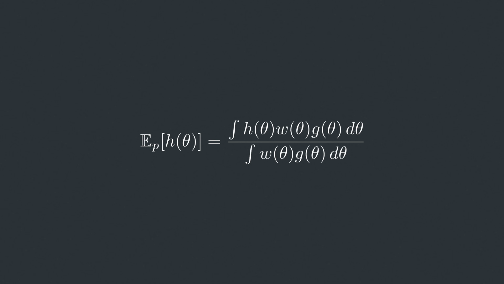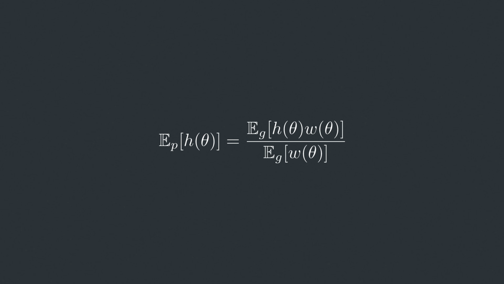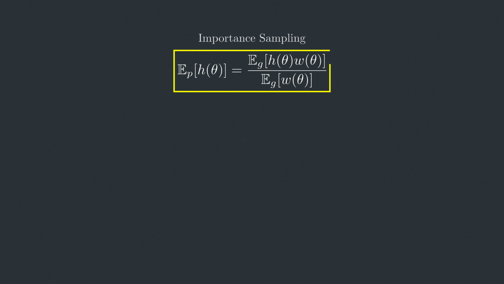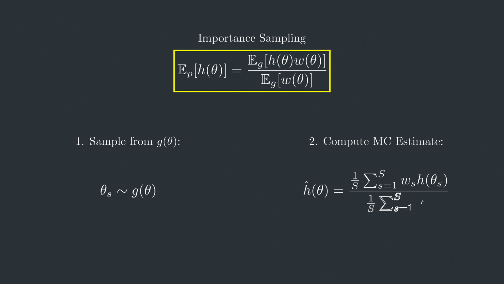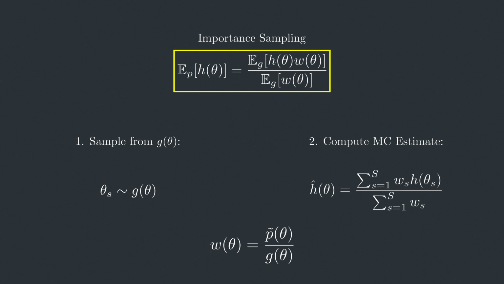With a little algebra, we can show this is the ratio of two expectations with respect to the proposal distribution. These can be estimated using the Monte Carlo procedure introduced earlier. Importance sampling is a weighted mean of samples from the proposal distribution, where the weights compensate for over or underrepresented values. These are called importance weights.